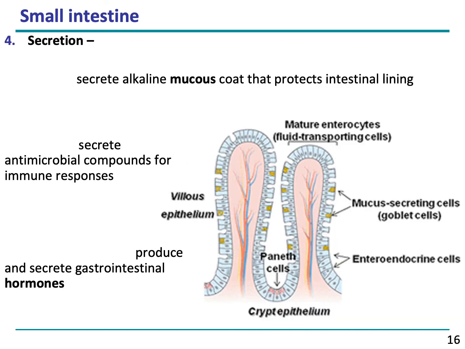The small intestine is going to secrete alkaline mucus, which is going to coat the lining of the small intestine, by using goblet cells. The small intestine is also going to secrete antimicrobial compounds for immune responses using Paneth cells. And the small intestine is also going to produce and secrete gastrointestinal hormones by using enteroendocrine cells.